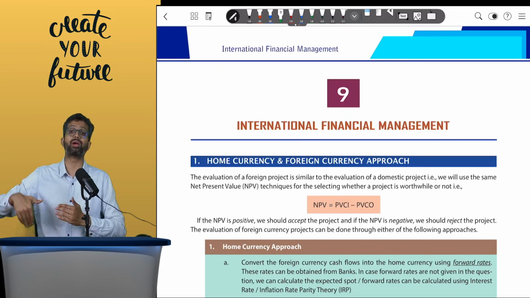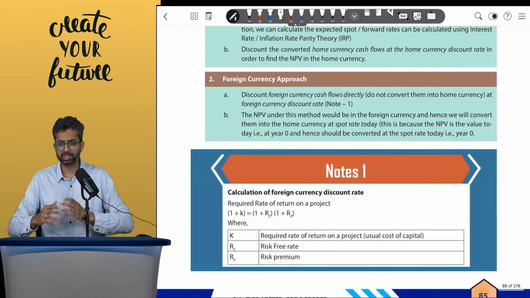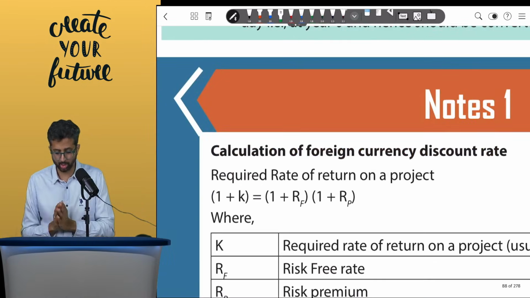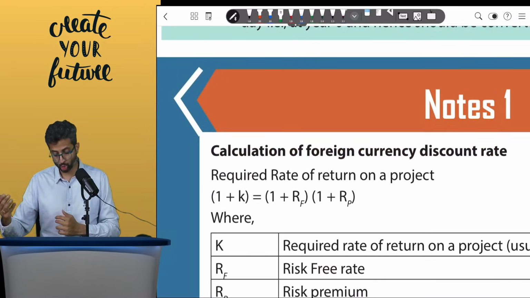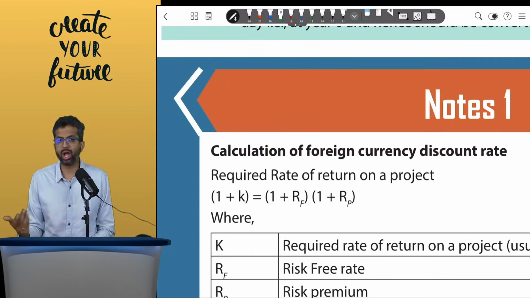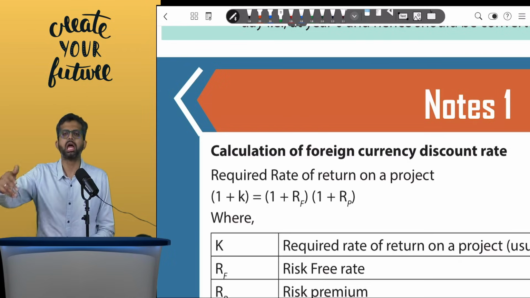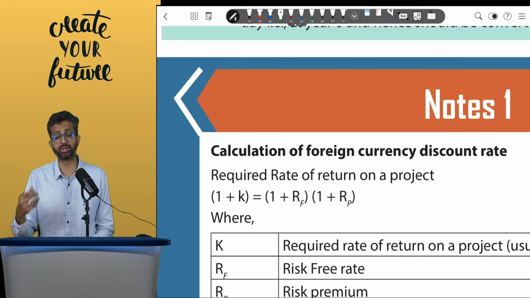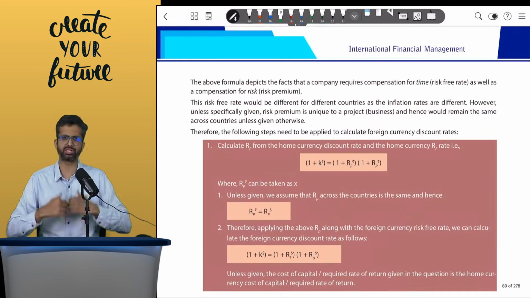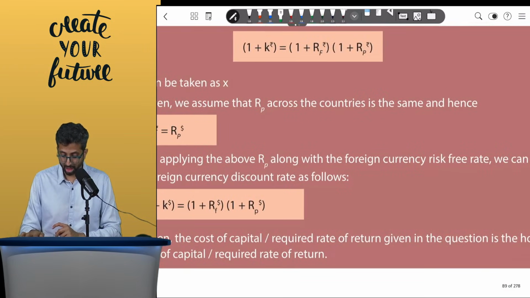However, your discount rate will have to be converted into the foreign currency discount rate, for which you will have to apply 3 steps. First, you will look at your local currency discount rate, which is a total of, so 1 plus K equals 1 plus RF into 1 plus RP in your own currency. We will say that we are expecting 15%. Why are we expecting that? As compensation for the risk-free rate, which is, let us say, 10%, and maybe the remaining after a few adjustments will be the risk premium. But the risk premium is linked to the project, which is the same unless given otherwise across the world. So the risk premium is assumed to be the same, and then you use that in a foreign currency setup.